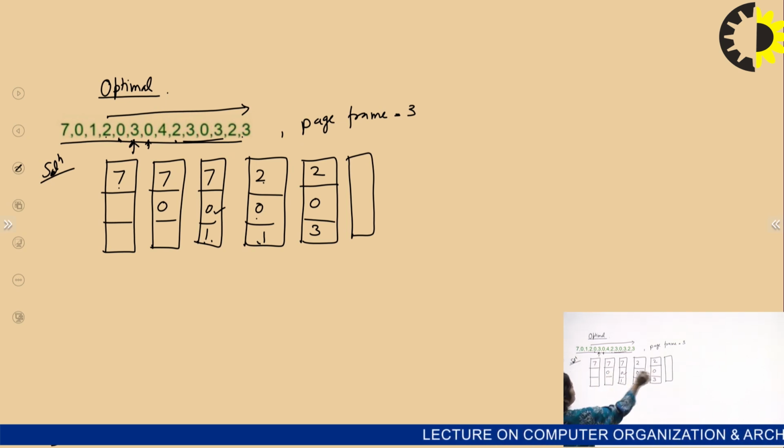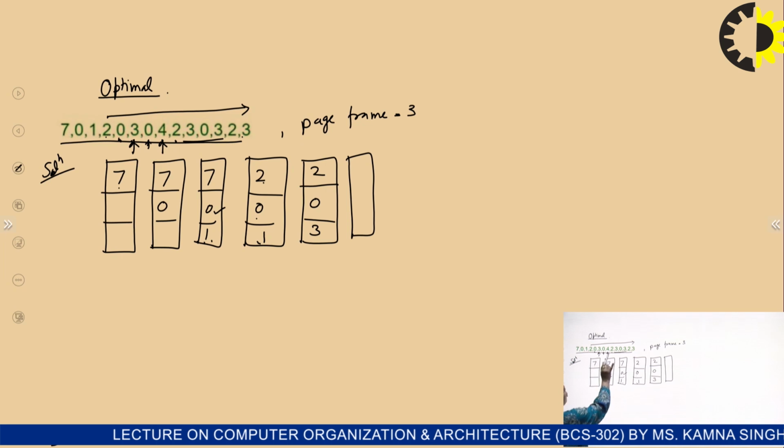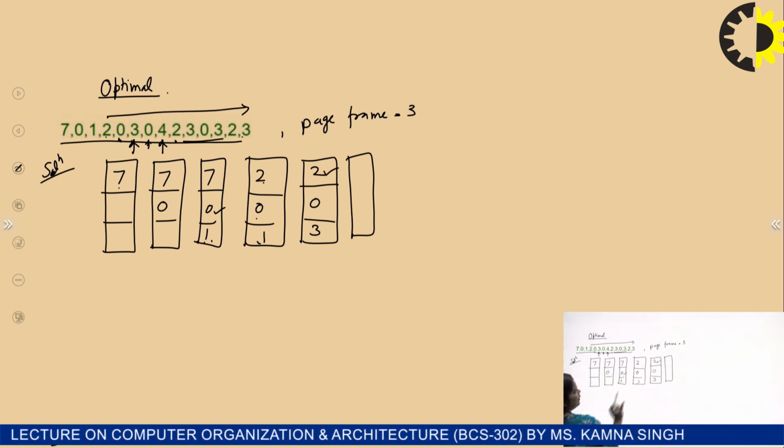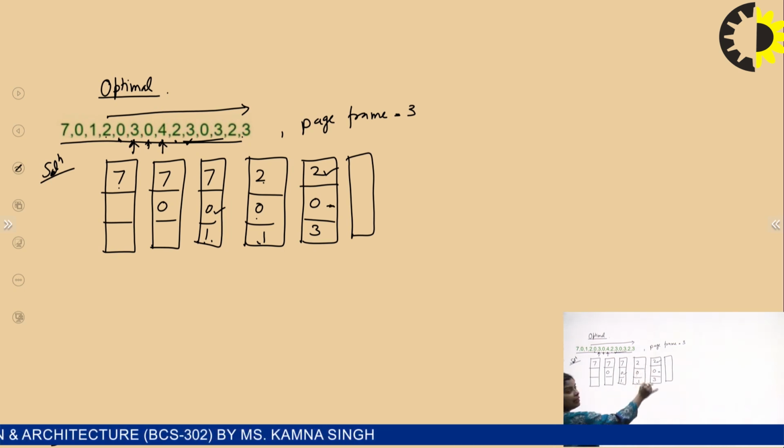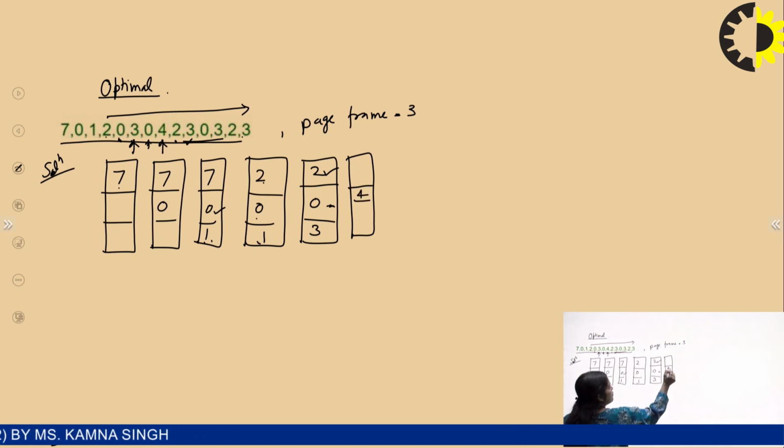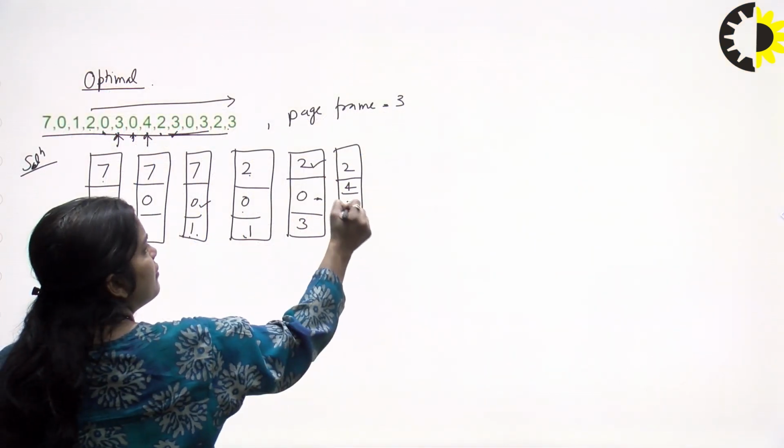Now in the 2, 0, 3, now the 4 will be there. Which particular value is going to be replaced? 2 comes soon. Next the 3 will come, and 0 will come last as compared to 2 and 3. So 0 will be replaced by 4, and the 2 and 3 will be here.